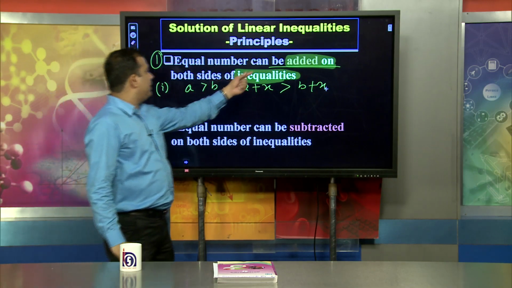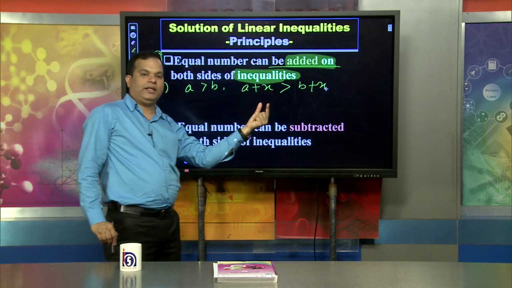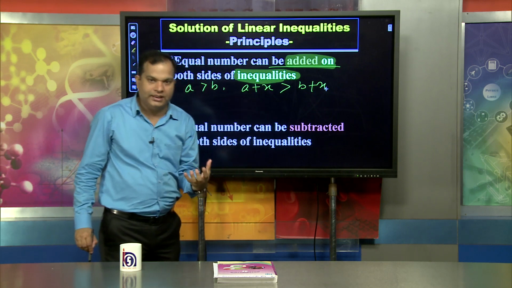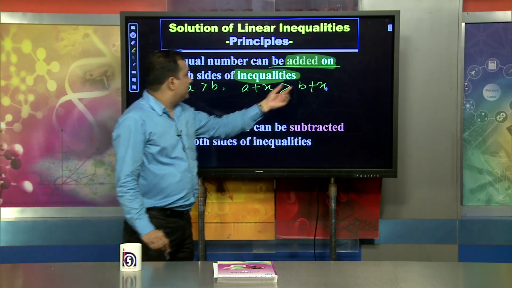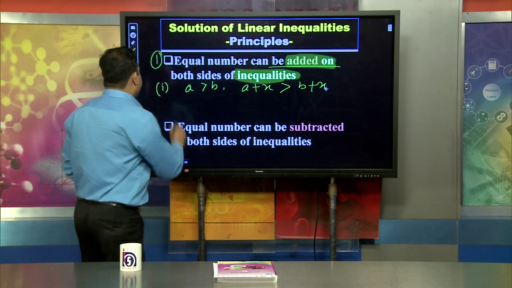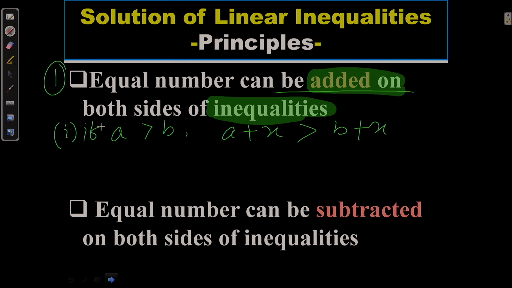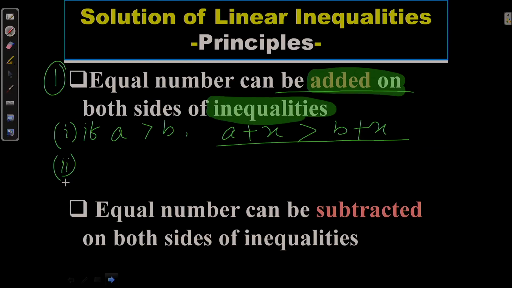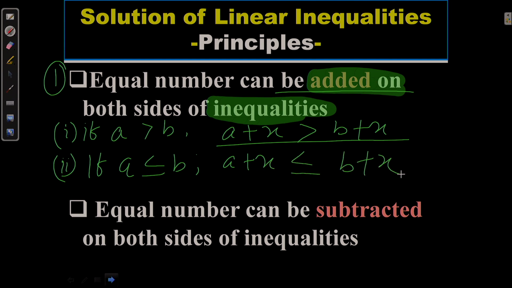That means very simply, when you add a constant quantity x which is not equal to 0, suppose A greater than B, you will find A plus x is also greater than B plus x. And the second condition is, if A less than or equal to B, you will find A plus x is also less than or equal to B plus x.